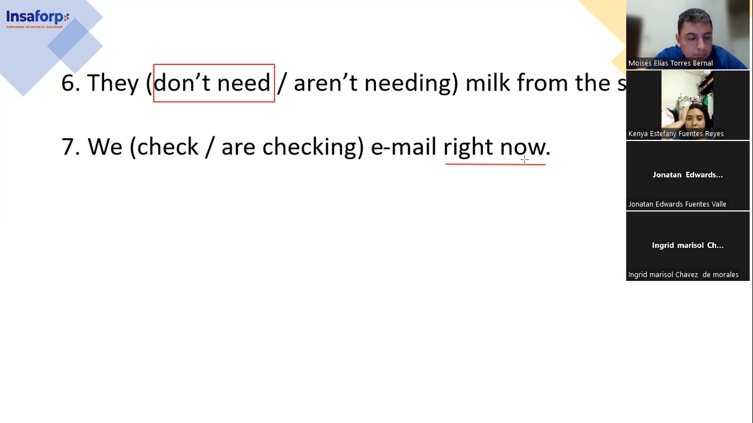Present continuous. Present continuous, correct. When we talk about future, tomorrow, tonight, next week, right now, future or continuous or progressive form, we use present continuous. It's different, for example, Kenya, that we say, we always check. Okay, in that case, yes, we always, because it's frequency. But in this moment, it says right now. For that reason, like Kenya says, we are checking email right now.